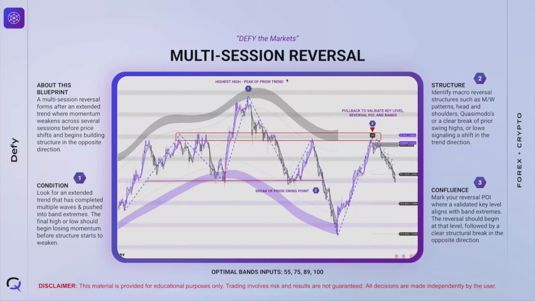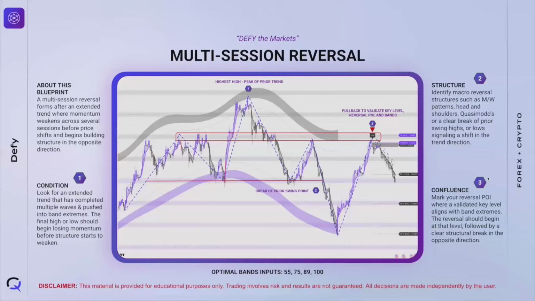What do I mean? This example here is a Quasimodo. This is one of my favorite reversal patterns. This is where we've identified the highest high. That's the very first thing. And then as that market starts to break down, we want to see a break of the prior swing points, right? So that prior swing low, we're seeing a break below that. And then we're seeing the market getting ready and pulling back to one of the previous key levels and one of the previous swing points.